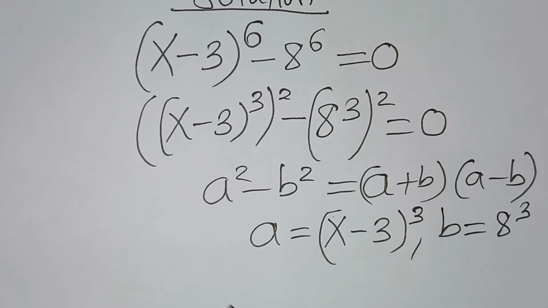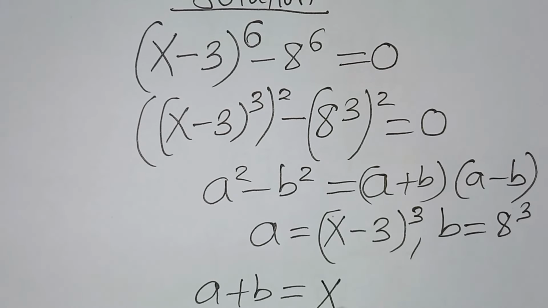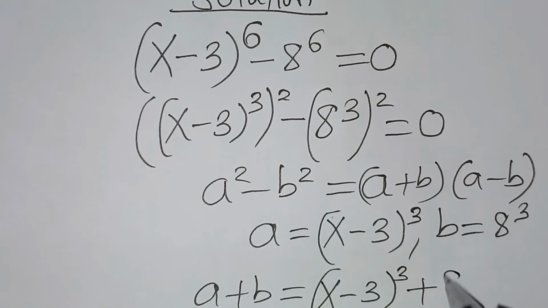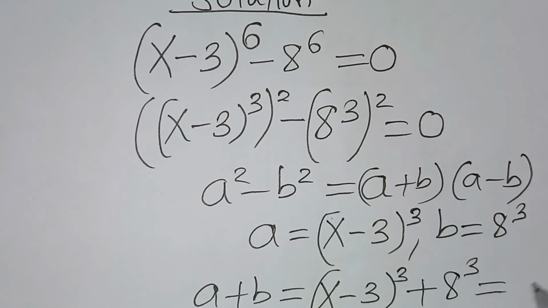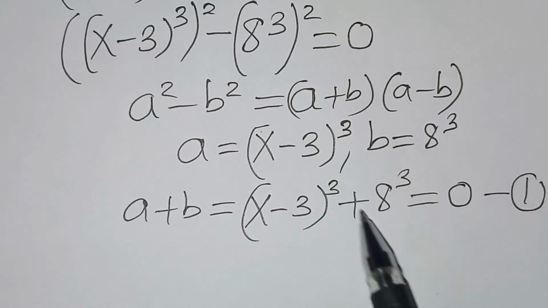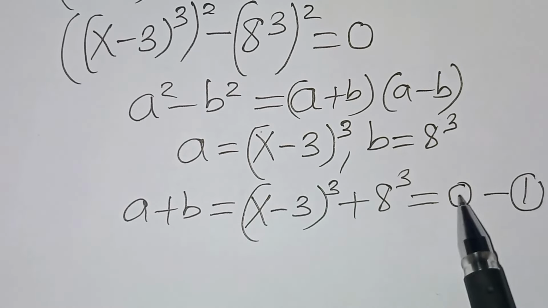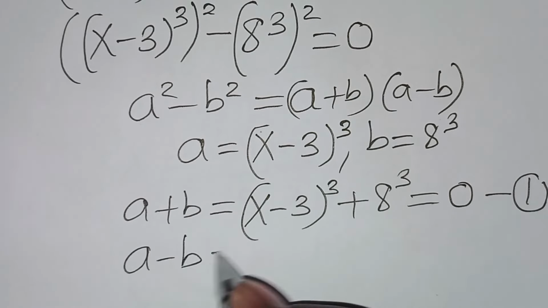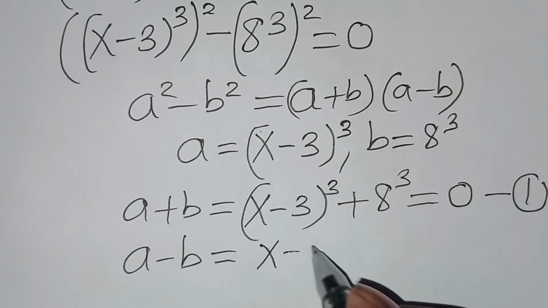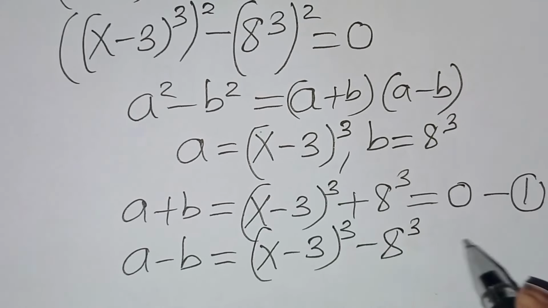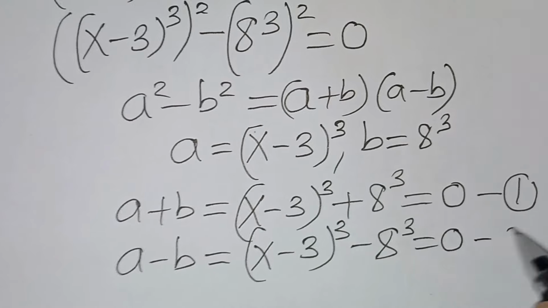Substituting this, a + b can be expressed as (x − 3)^3 + 8^3, which is equal to 0. Let's call this equation 1. And we have a − b, which is (x − 3)^3 − 8^3, equal to 0. Let's call this equation 2.